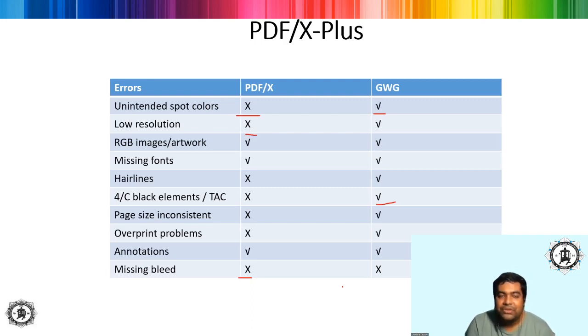So this is the comparison between the errors and whether these errors will be picked up during pre-flighting using a normal PDF/X standard without any added specification on top of it, compared to pre-flighting using the GWG specification. This is the kind of comparison that I wanted to draw over here.